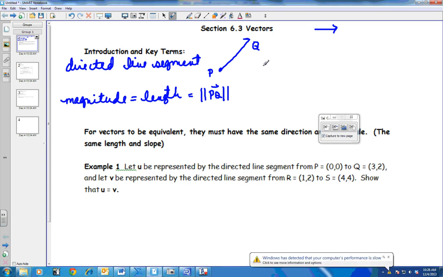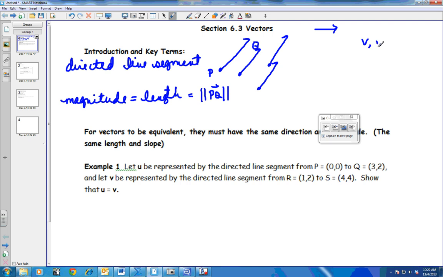So I can have all these different line segments, and as long as they have the same direction and the same magnitude or length, those are equivalent. And all of these same directed line segments are vectors in the plane. So if they all have the same length and same direction, then those are vectors, and we usually notate vectors with a lowercase bold v, sometimes a w, and a u.